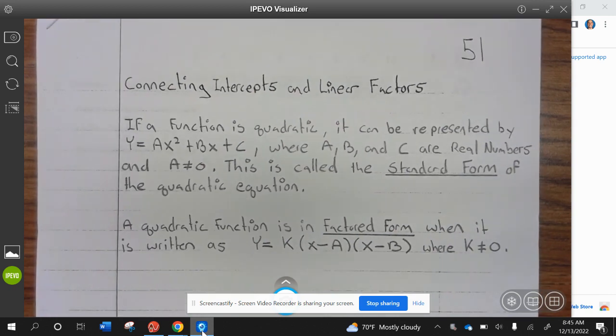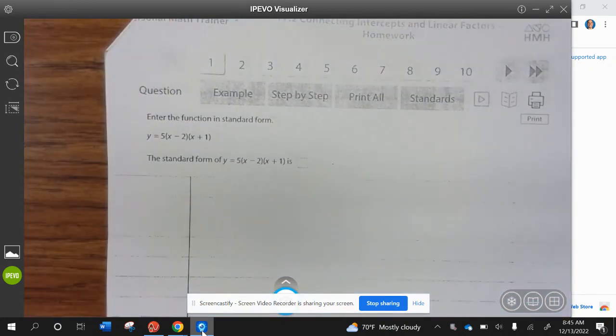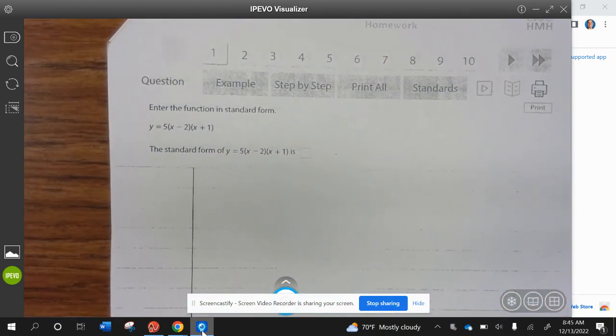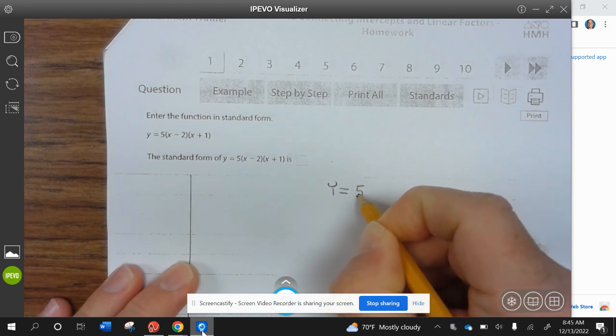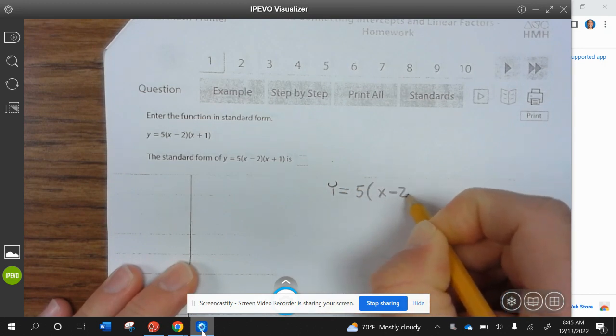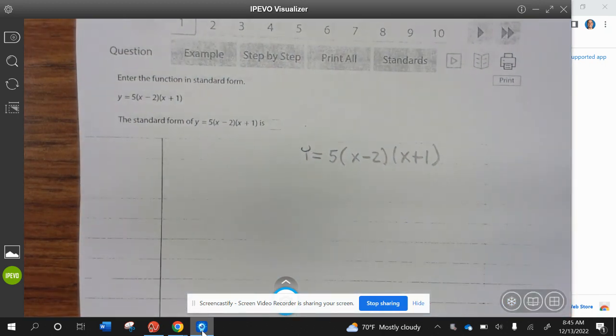A quadratic function is in factored form when it is written as y equals k times (x minus h) times (x minus b), where k does not equal 0. All right, let's take a look at the first example. Enter the function in standard form. So we have y equals 5 times (x minus 2) times (x plus 1).